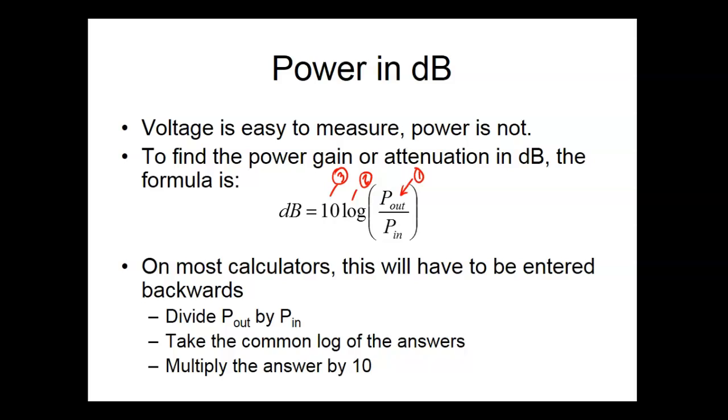Most of the time, multiplying by 10, you just shift the decimal point to the right one spot, and round. On most calculators, this will have to be entered backwards. Power out divided by power in, then the common log, and then multiply that by 10 either in your head or with your calculator. That's the way they'll give it in textbooks. Are we okay?